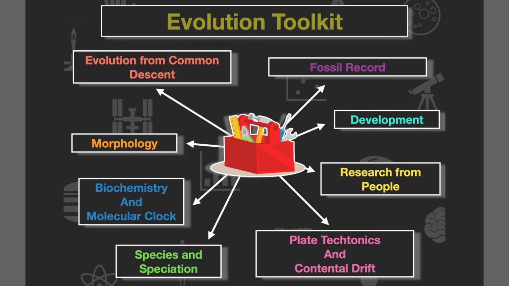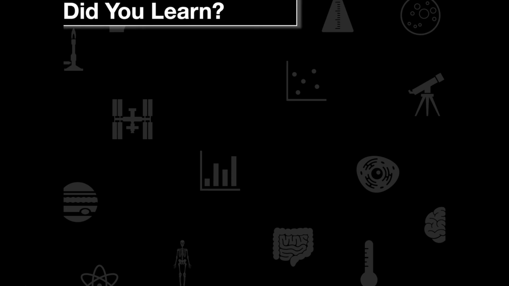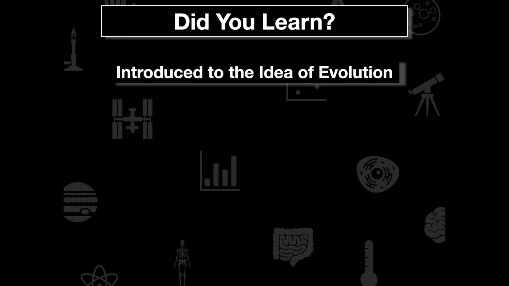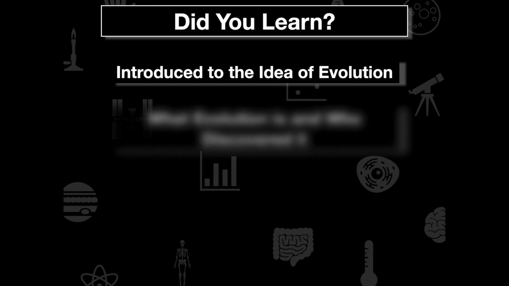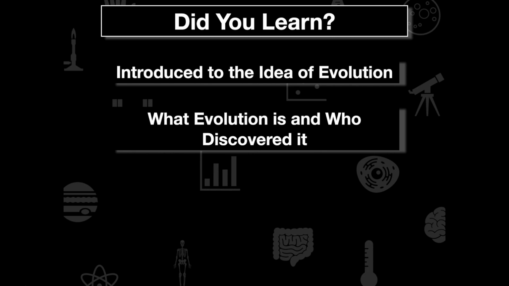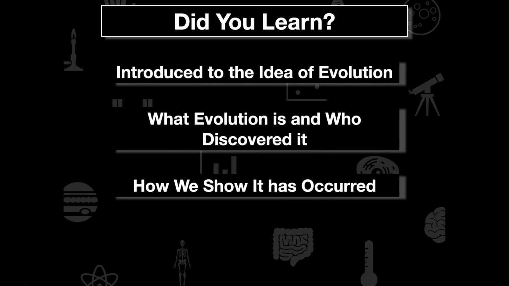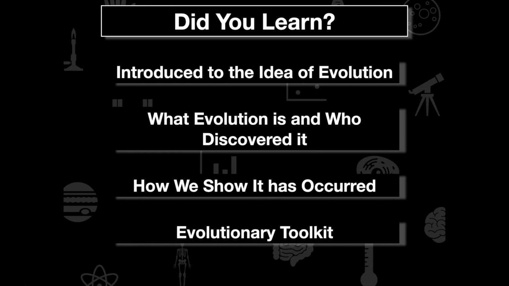All right, so did you guys learn a couple of things? Were you introduced to the idea of evolution and understand fundamentally what it is? Our second thing here is, do you understand what evolution is and who discovered it? Did you see how it occurred? Do we understand evidence and how evolution has occurred? And then do we understand our evolutionary toolkit and that concept map so when we get into further videos, we understand this a little bit better?